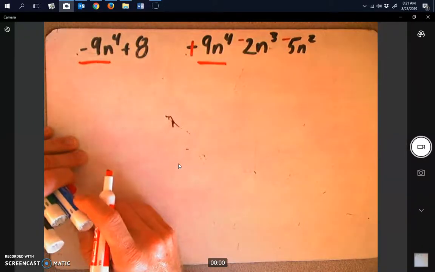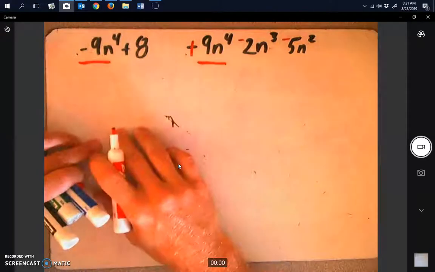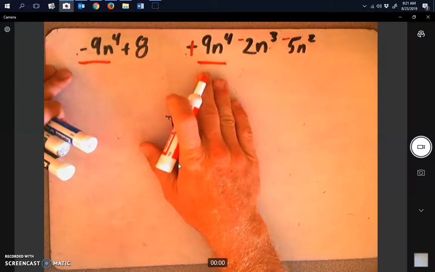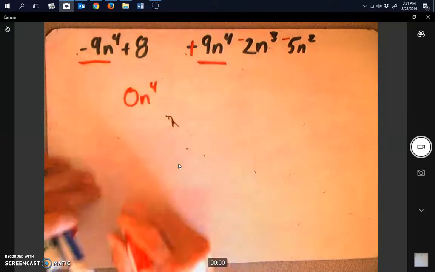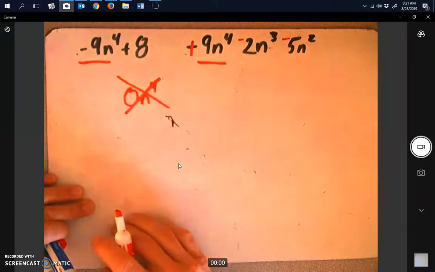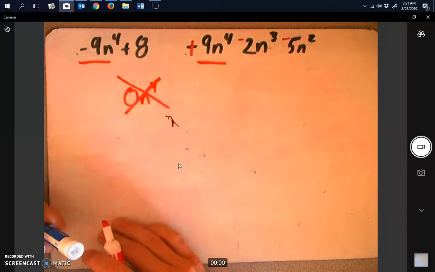Look at all of your like terms. We have n to the fourth and n to the fourth. Negative 9 plus 9 is 0. So we have 0 n to the fourth. You don't need to write this, but I just want to actually write it so you can see what it looks like.